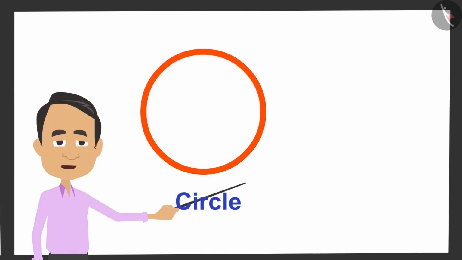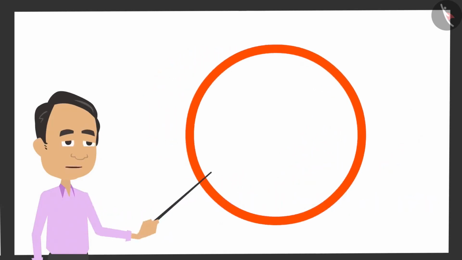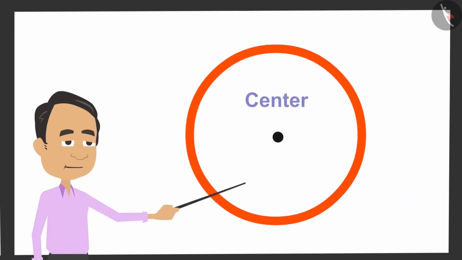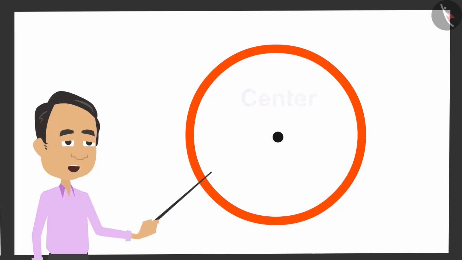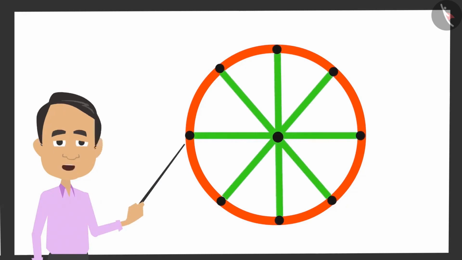Now, the first thing you need to know about a circle is that it is a closed shape because it has a boundary on all sides. See, we cannot call this figure a circle. The dot you see in the middle of the circle is the center of the circle. There are many lines going from the center to the boundary of the circle. And we need to know that all these lines are equal in length.